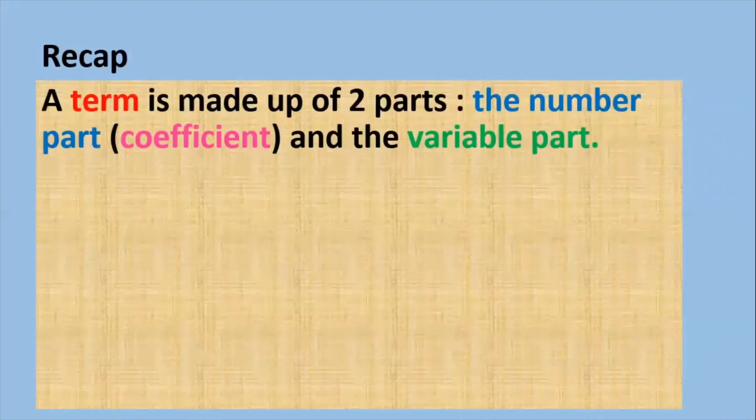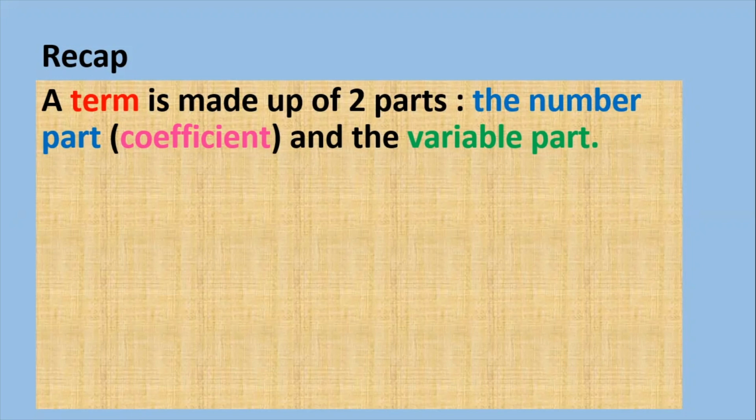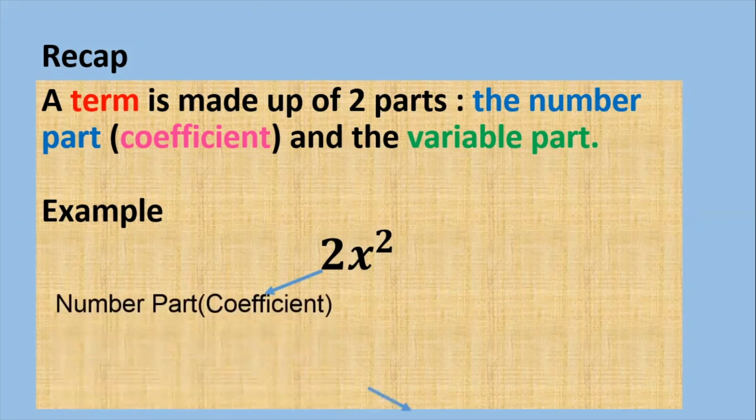Now, just a quick recap. A term is made up of two parts: the number part, which is also known as the coefficient, and the variable part. Let's see an example. 2x squared. The 2 here, that's the number part. And the x squared, that's the variable part.